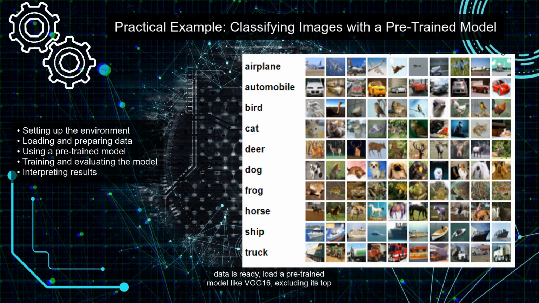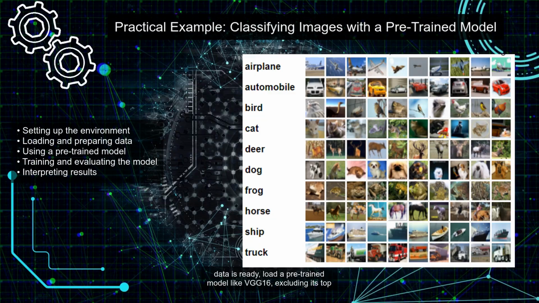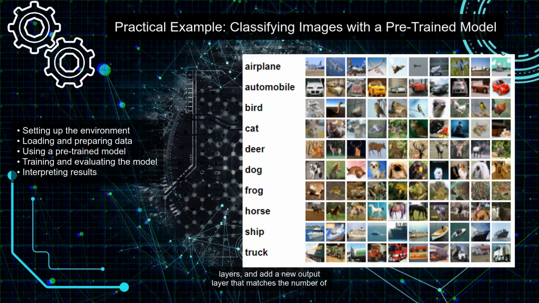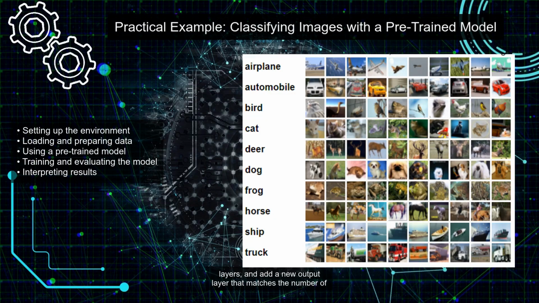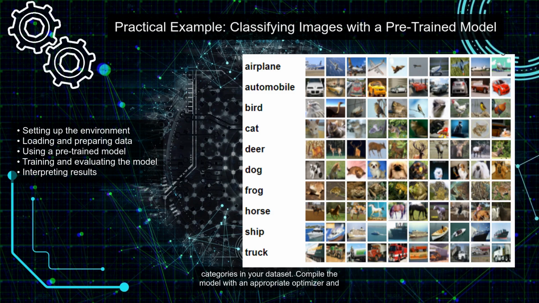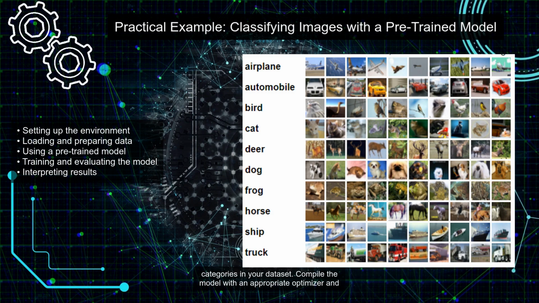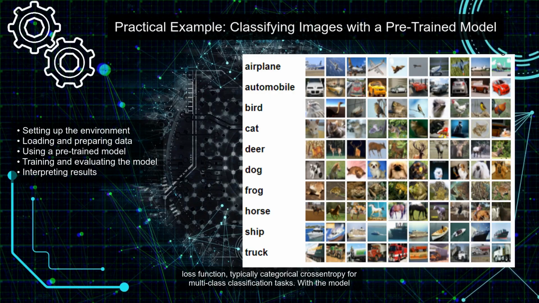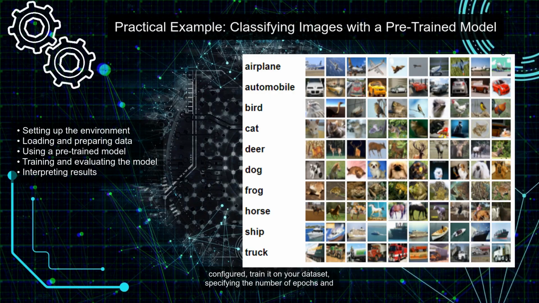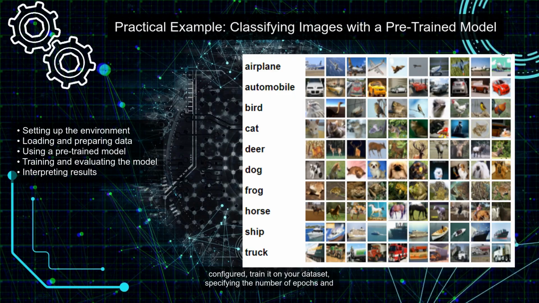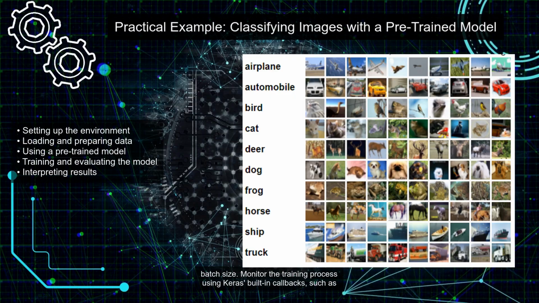Once your data is ready, load a pre-trained model like VGG16, excluding its top layers, and add a new output layer that matches the number of categories in your dataset. Compile the model with an appropriate optimizer and loss function, typically categorical cross-entropy for multi-class classification tasks. With the model configured, train it on your dataset, specifying the number of epochs and batch size.